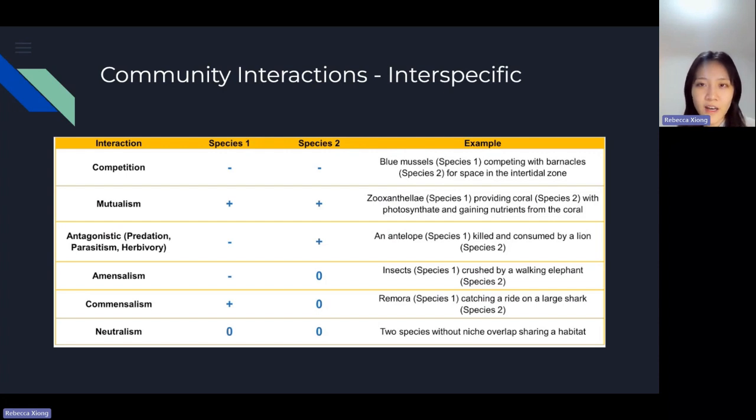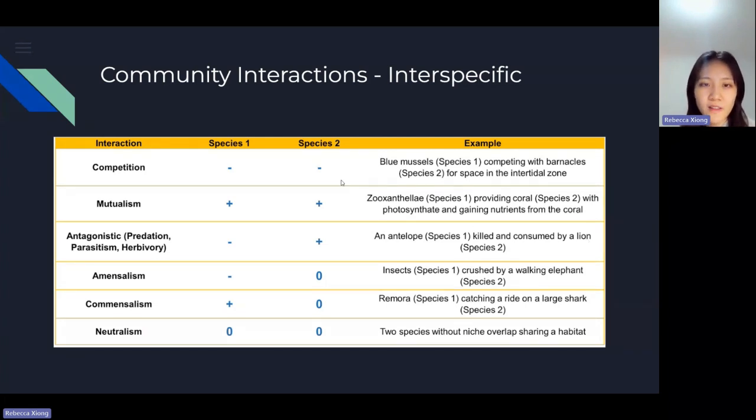So the first category I'm covering is interspecific. So this would involve interactions between different species, beyond just the most basic of competition and mutualism. It is also important to understand the ones where there are neutral to positive effects or negative effects, for example amensalism, where you have one negatively affected and one neutrally affected organism, and commensalism and neutralism.